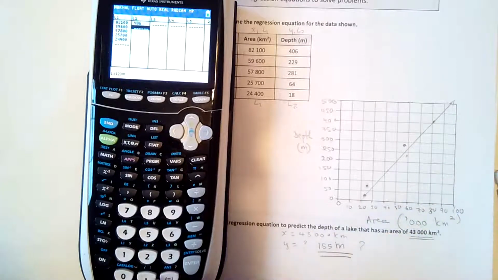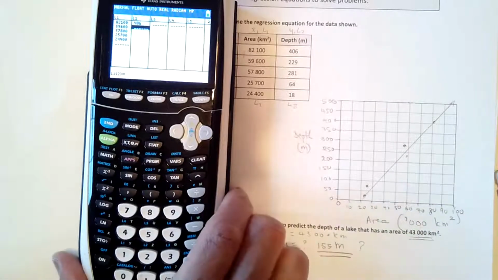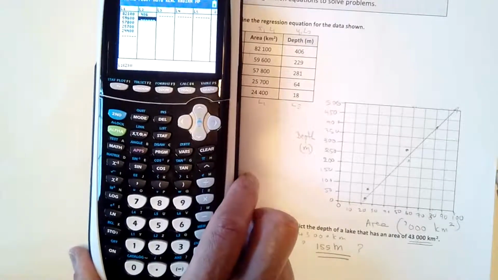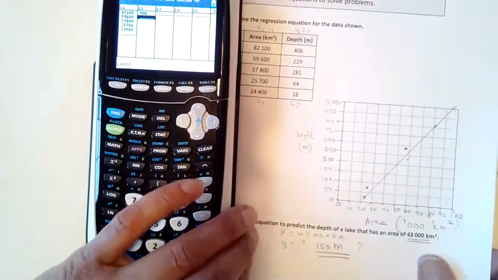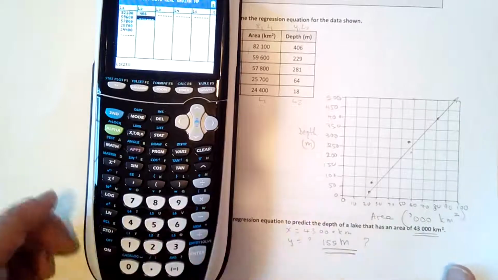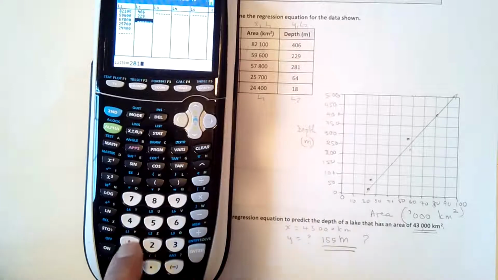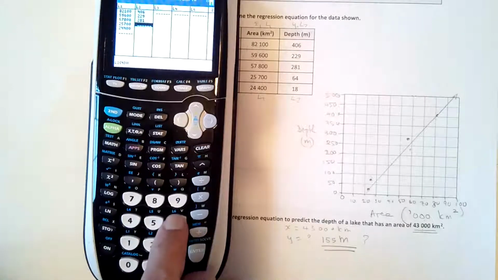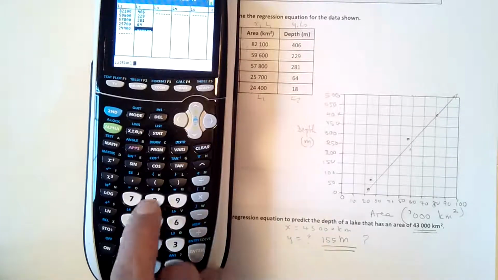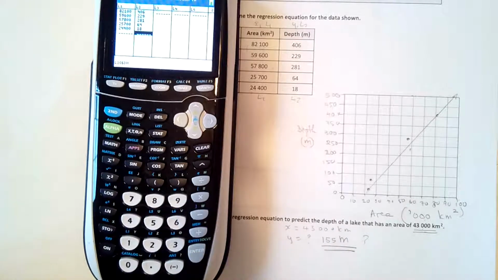Each time you have to touch the enter button. We have 229, 281, 64, and 18. Now we have a set of data. The next step is to turn your stat plot on.